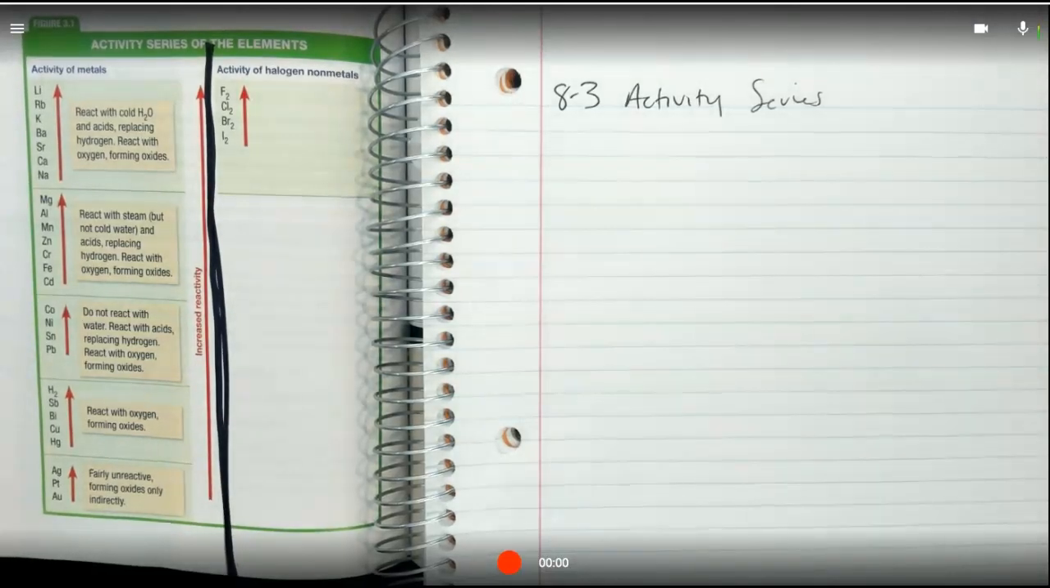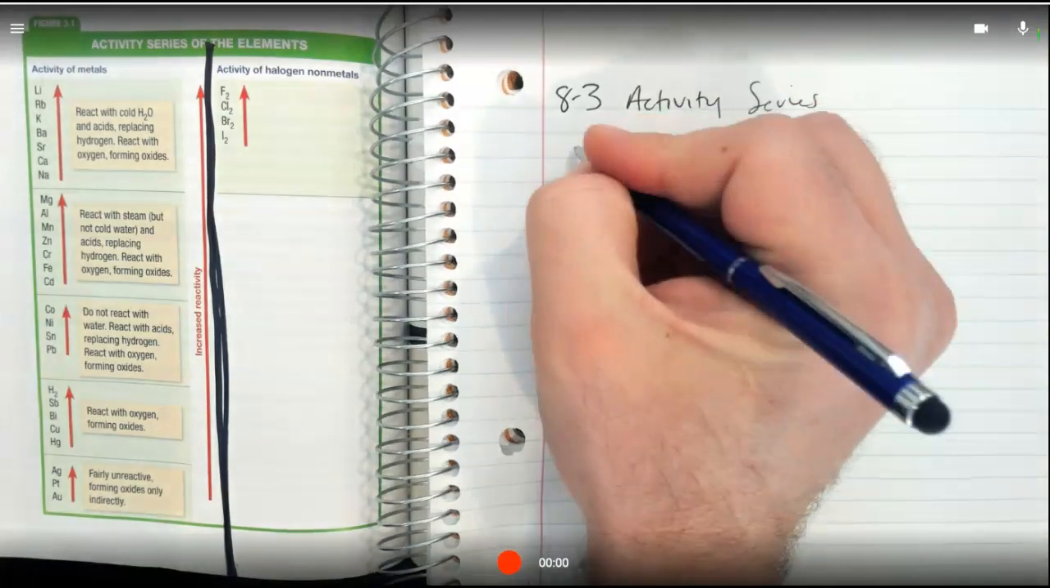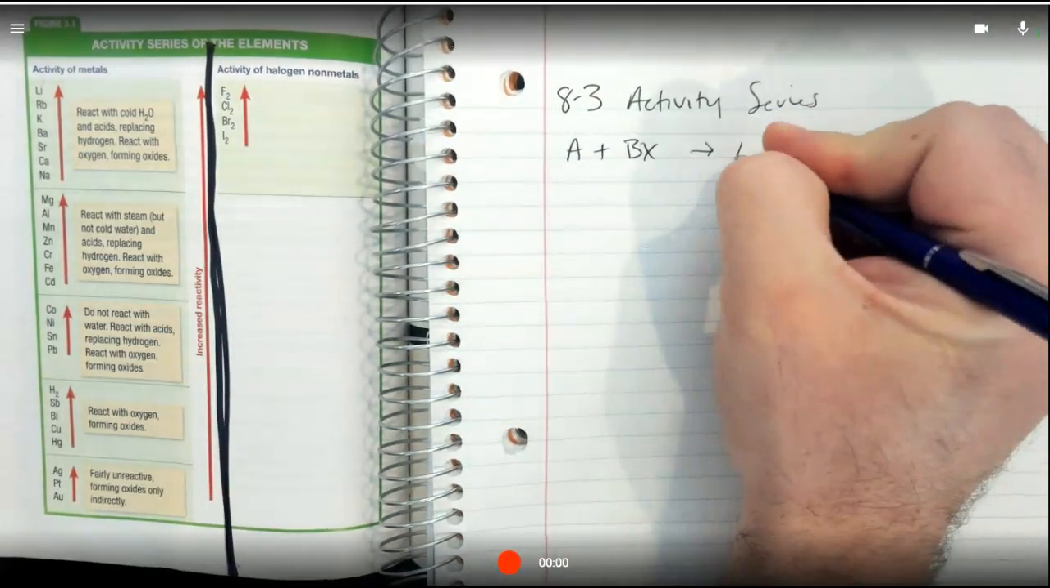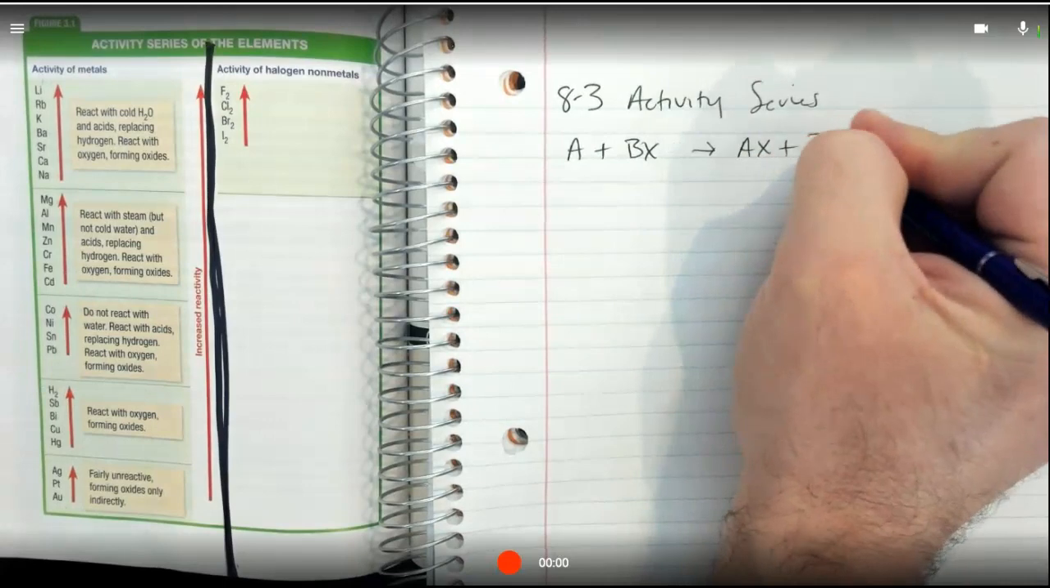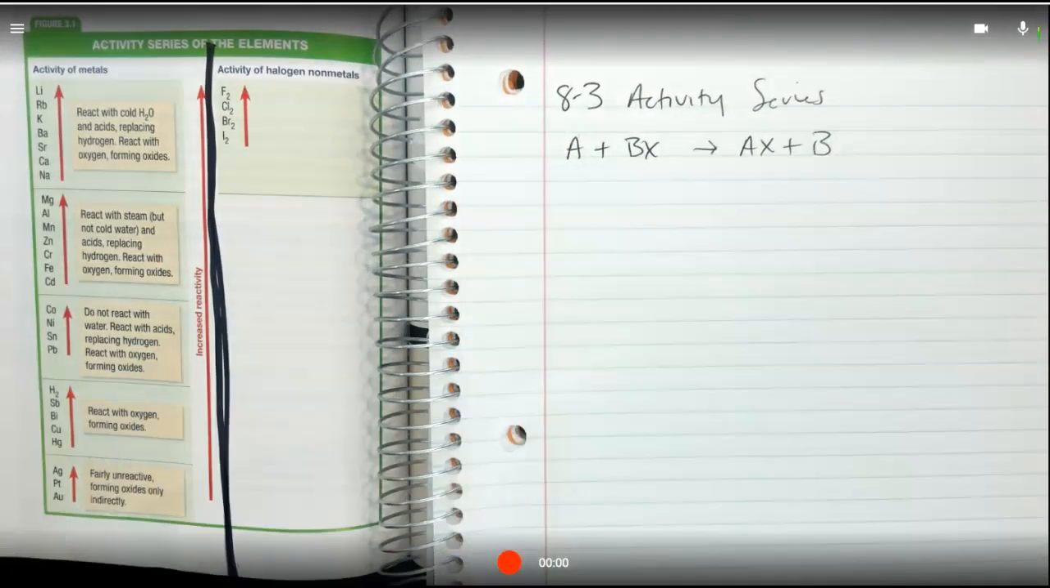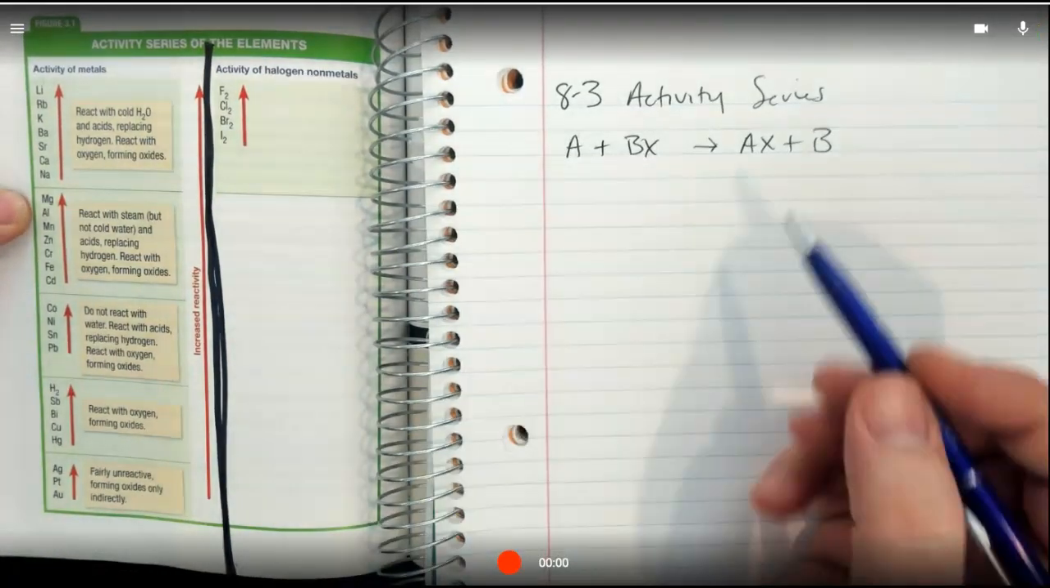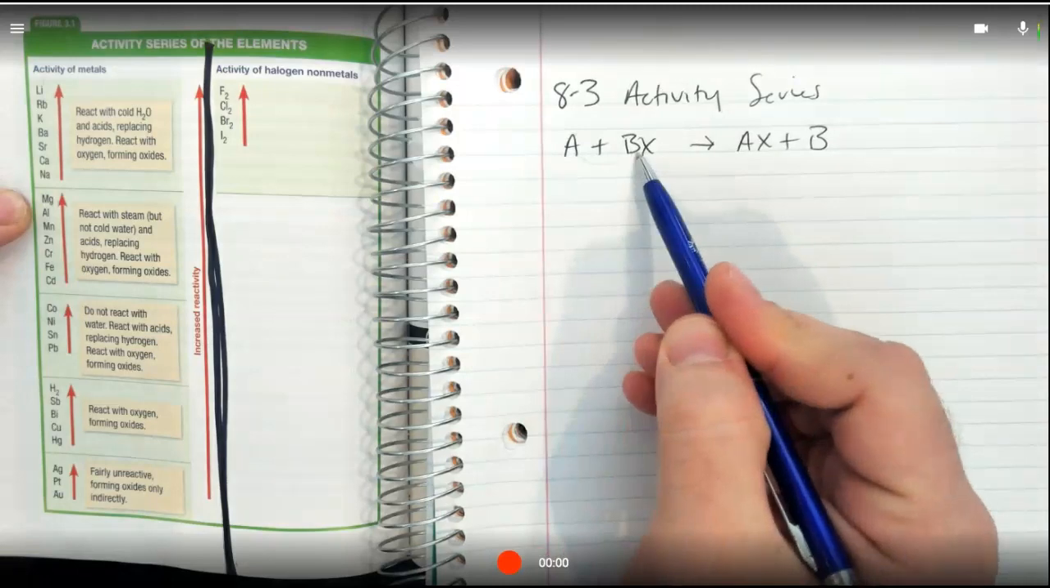So the way that we use the activity series is with single displacement reactions. So we look at the element that's by itself in a single displacement reaction. Remember the general equation A plus BX is AX plus B. So we're looking at this solo element here. So you identify that element. Let's say it's magnesium. So magnesium is looking to replace this other cation.